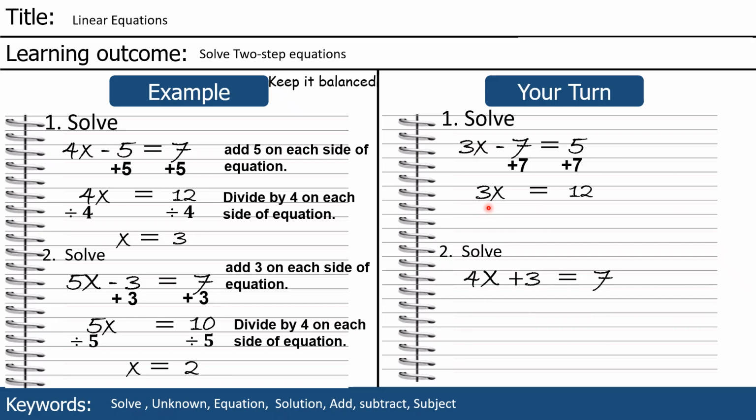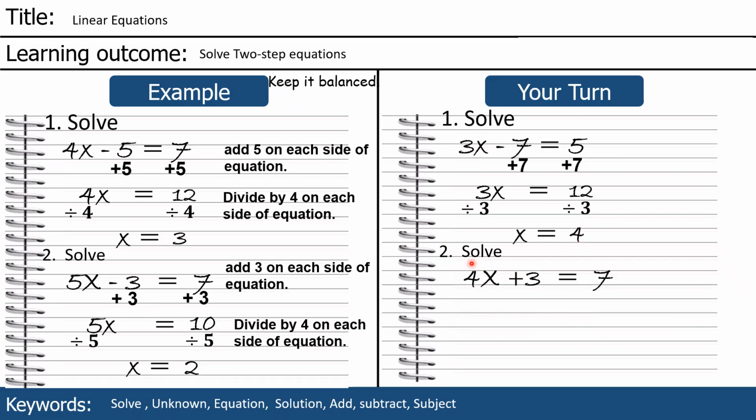And because we have x multiplying by 3, we have to do the reverse of multiplying by 3. And the reverse of multiplying by 3 is dividing by 3. So divide the left hand side by 3 and also divide your right hand side of the equation by 3, and x will be equal to 4.